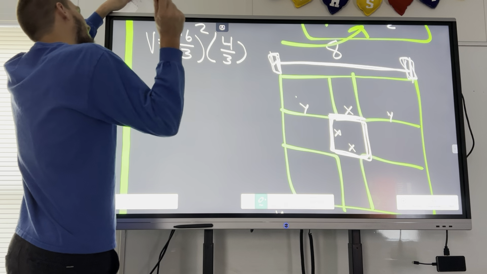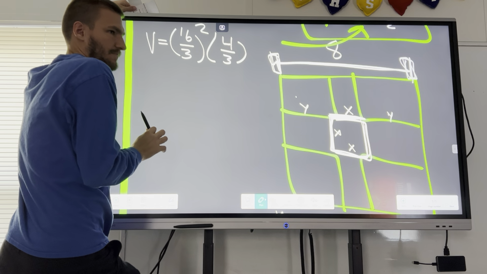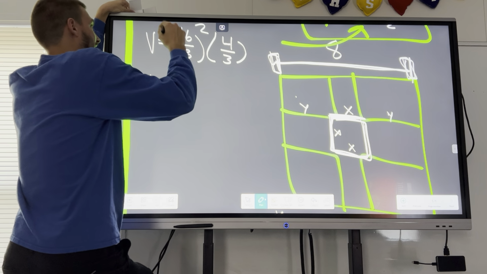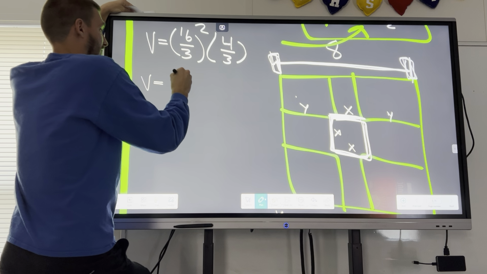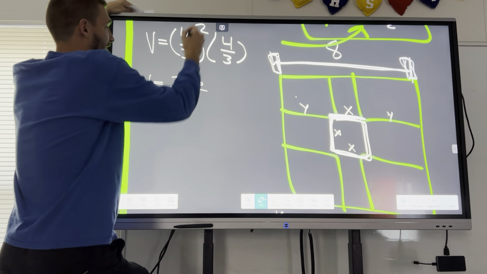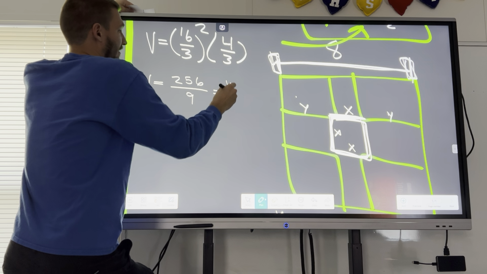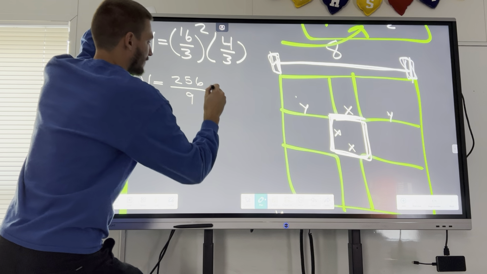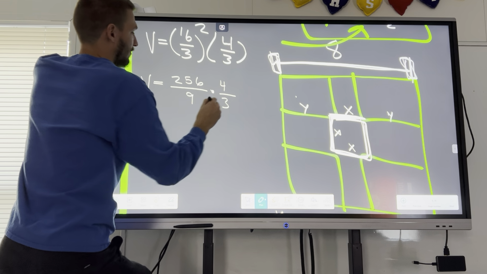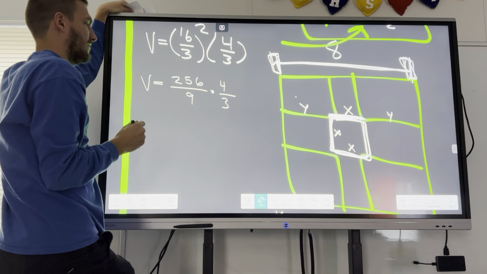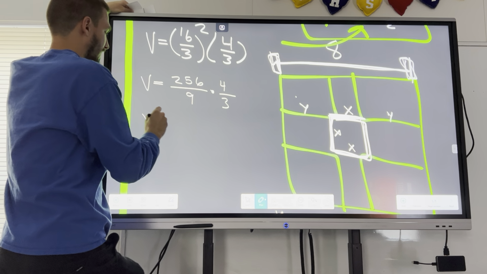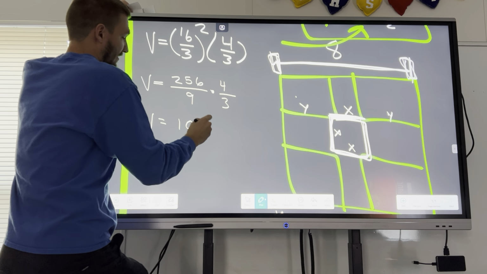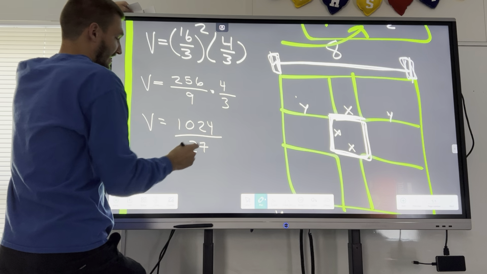And so now, let's finish this question. The volume of my whole box would be 16 squared, which is 256, times 3 squared, which is 9, no, equals, times 4 over 3. Volume equals 1024 divided by 27.